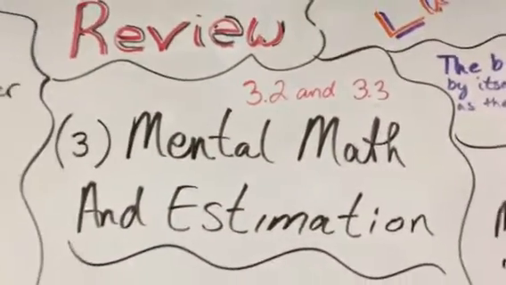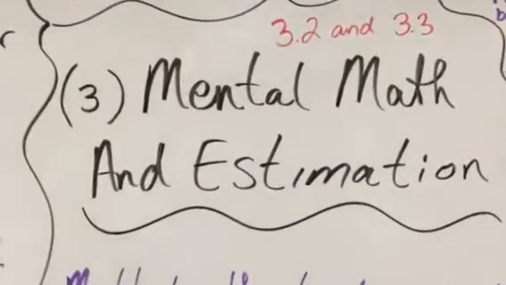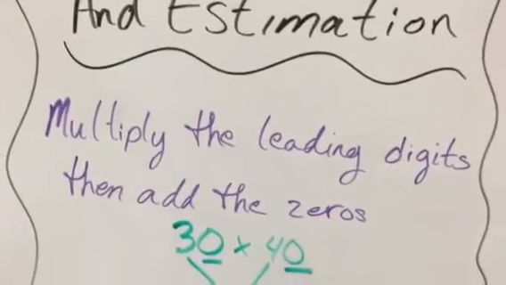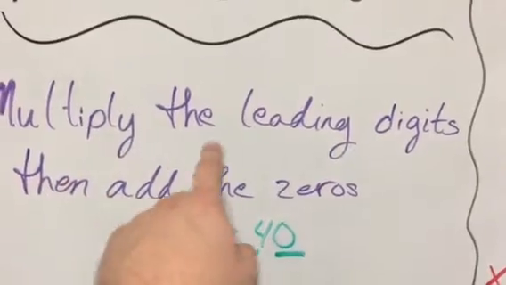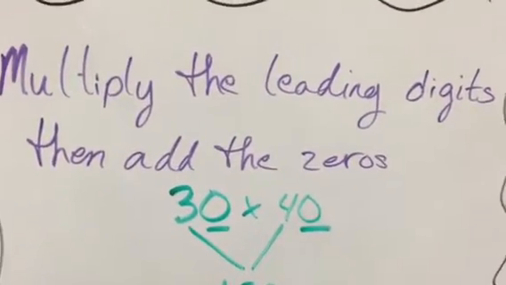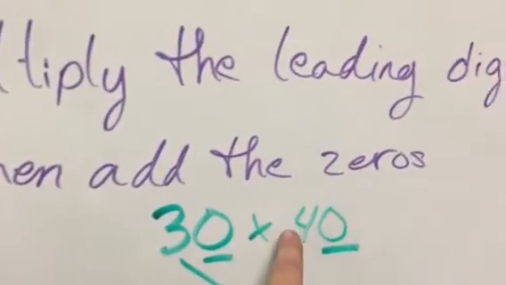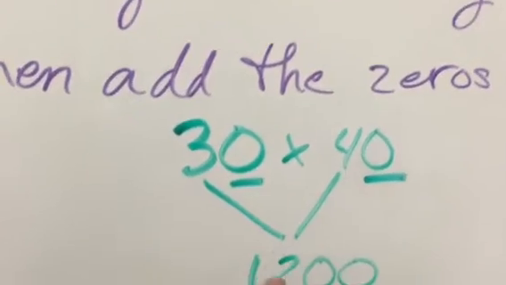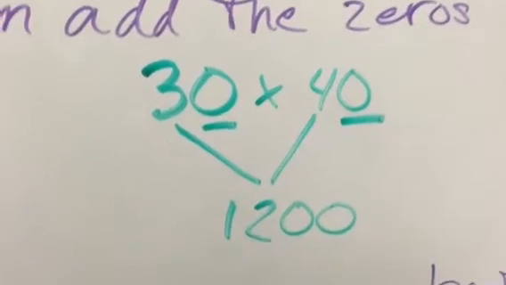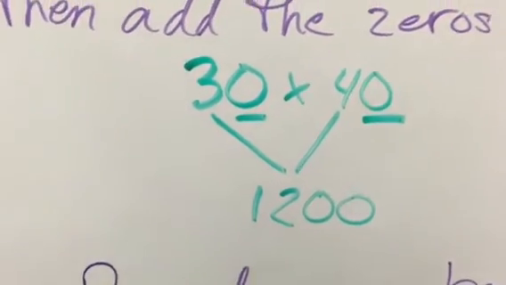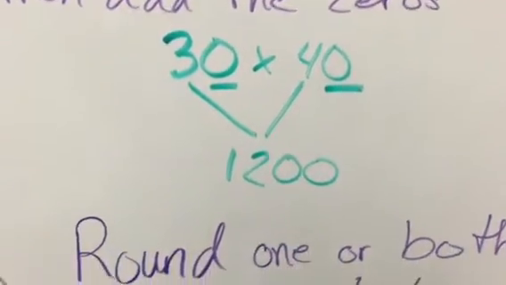We're talking about mental math and estimation. 3.2 and 3.3, and there will be 3 questions on the test. First, to do mental math, all we have to do is multiply the leading digits and then add that many zeros. So I have 30 times 40. Well, I know my math facts that 3 times 4 is 12. So I do 3 times 4, I put 12, and I add this 0 down here, this 0 right there, and I get my answer of 1,200.